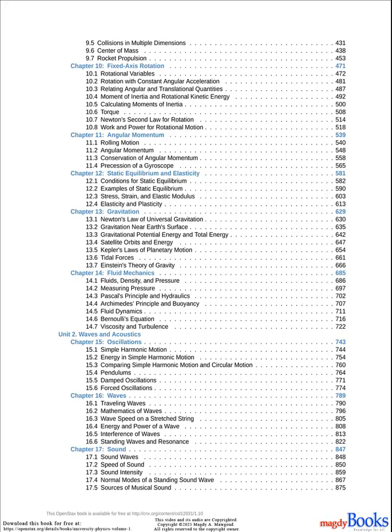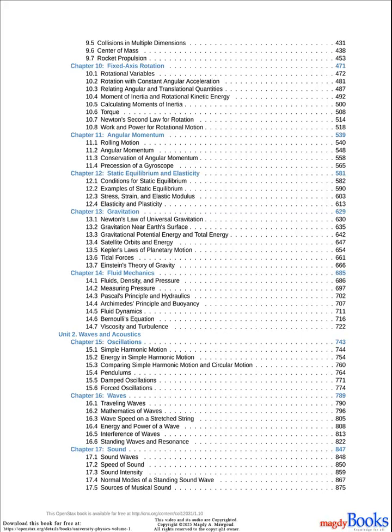Chapter 11. Angular momentum. 11.1. Rolling motion. 11.2. Angular momentum. 11.3. Conservation of angular momentum. 11.4. Precession of a gyroscope.